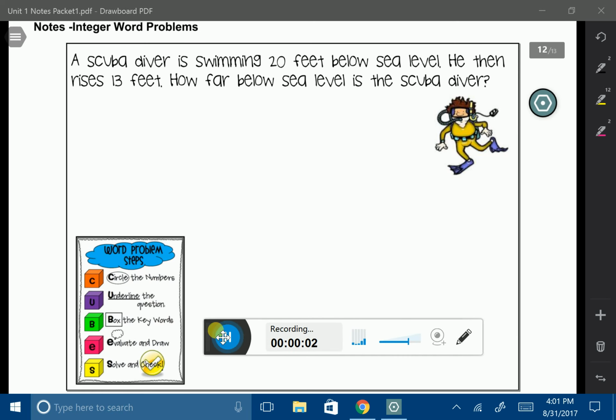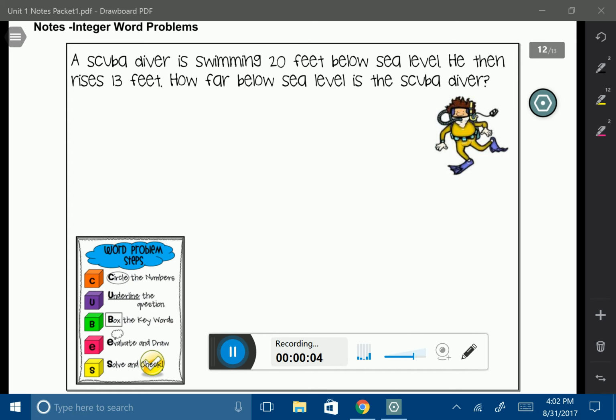In this lesson, we're going to talk about integer word problems, or what I like to call life application problems. So let's look at the first problem. A scuba diver is swimming 20 feet below sea level. He then rises 13 feet. How far below sea level is the scuba diver?